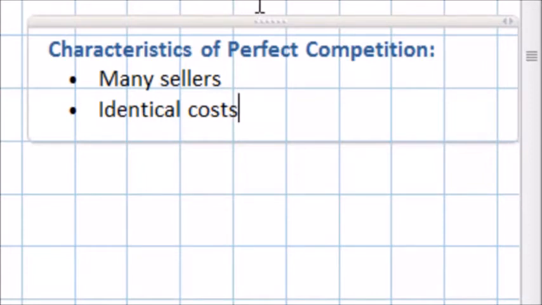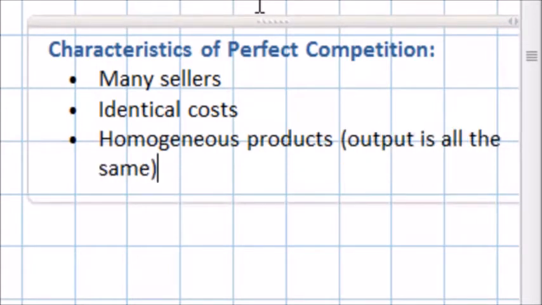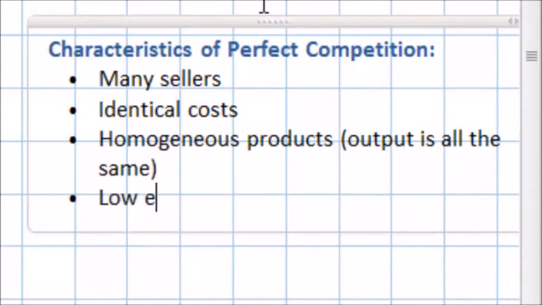In addition to facing identical costs, perfectly competitive firms have homogeneous products. In other words, the output is all the same. Every firm sells an identical product to every other firm. Next, perfectly competitive markets have low entry barriers. This will be very important when we discuss the possibility of perfectly competitive firms earning long-run economic profits. Due to the low barriers to entry, new firms can enter a perfectly competitive market or exit a perfectly competitive market very easily.